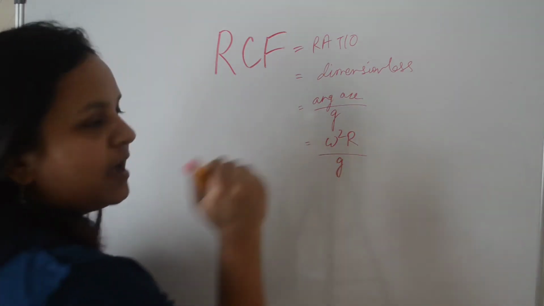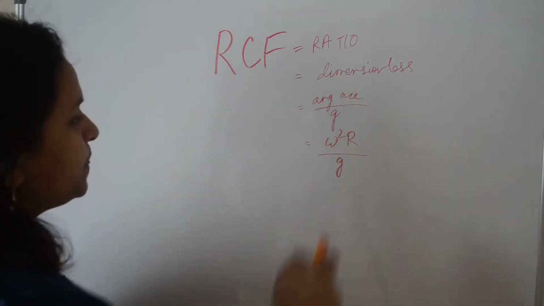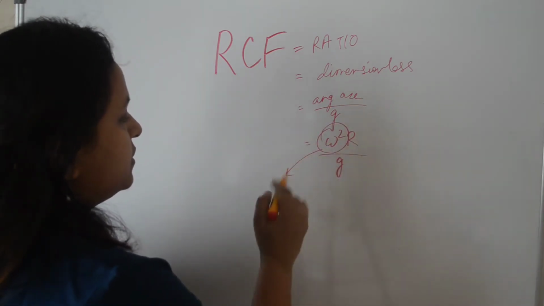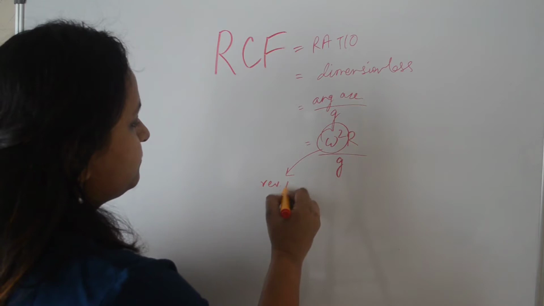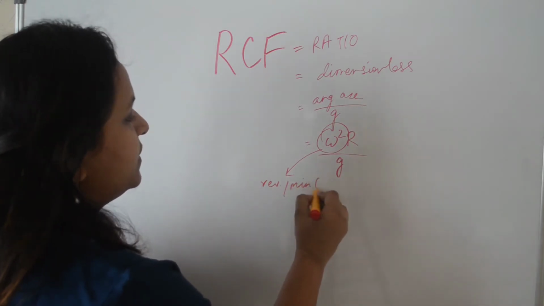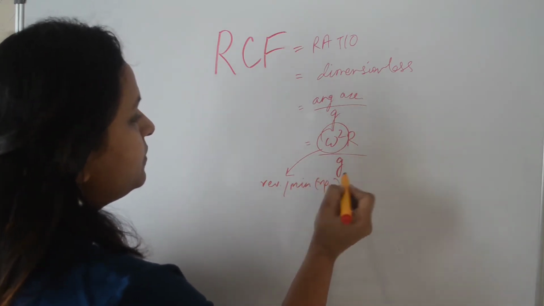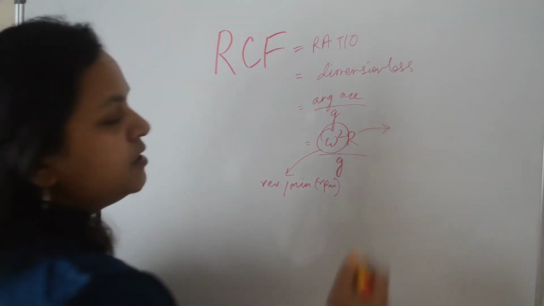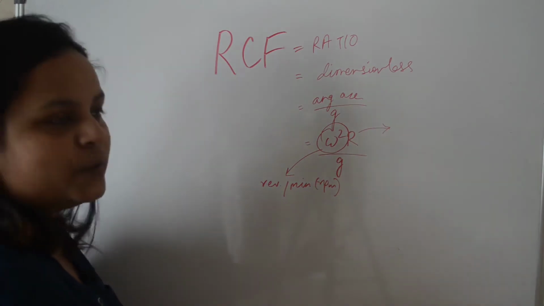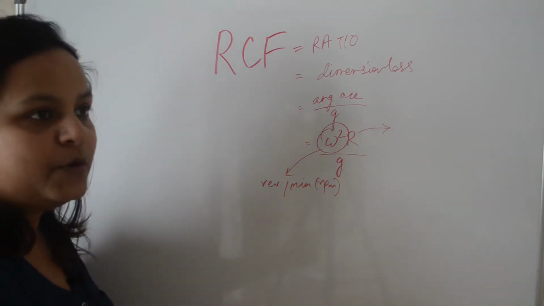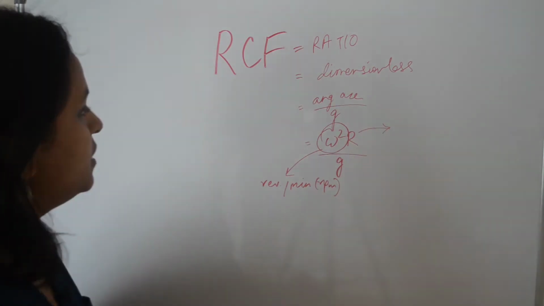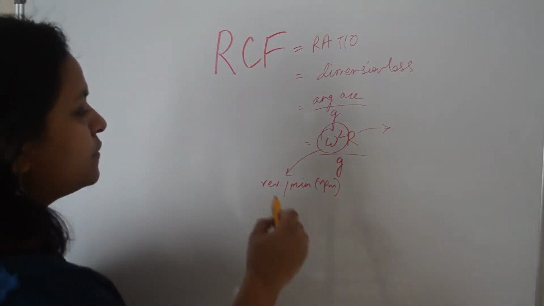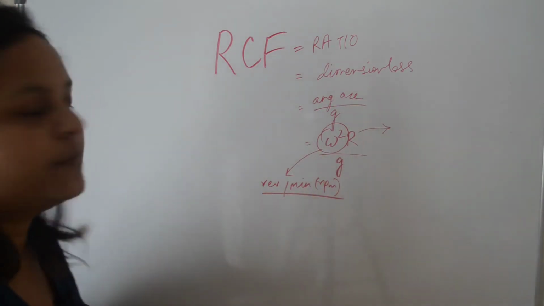So the angular velocity omega can be expressed in terms of the revolutions per minute, or the RPM, and over here capital R is the radius of the rotor, or in other words the radial distance of the sample from the axis of rotation. Now what we'll do is we'll find an expression for omega in terms of RPM, or the revolutions per minute.